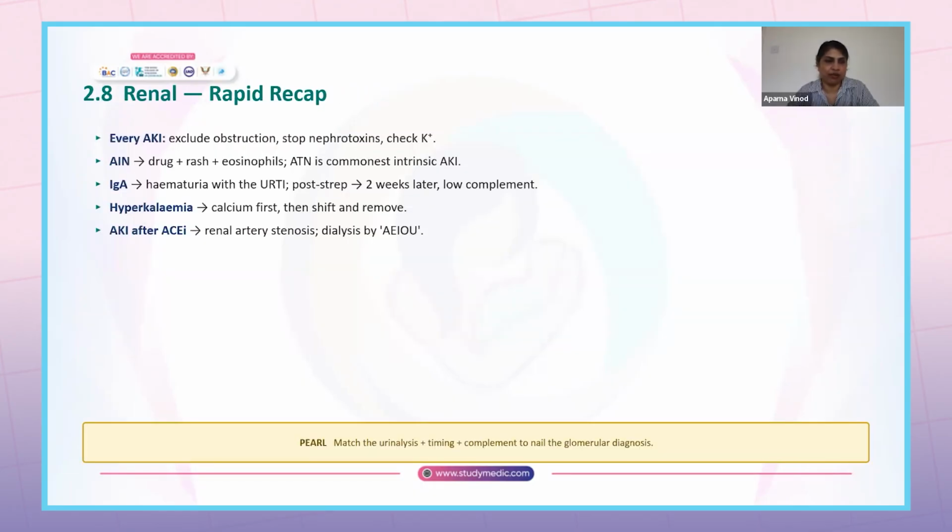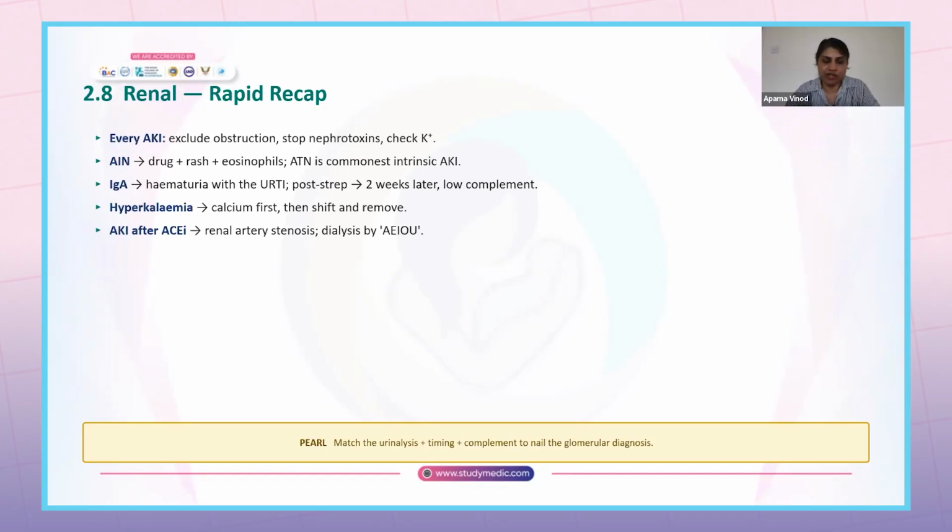So for renal, we have a rapid recap now. For every AKI, remember STOP. S is for stop the nephrotoxins, T is for look for toxins causing AKI, O is for ruling out obstruction, and P is for knowing if the patient is having any parenchymal renal disease or not. In acute interstitial nephritis, you will have a history of drug intake. The patient will present with a rash, there will be fever, there will be eosinophils in urine. Acute tubular necrosis is the most common intrinsic AKI. IgA will have hematuria along with upper respiratory tract infection within days, whereas in post-streptococcal it will be 2 weeks later, associated with a low complement.